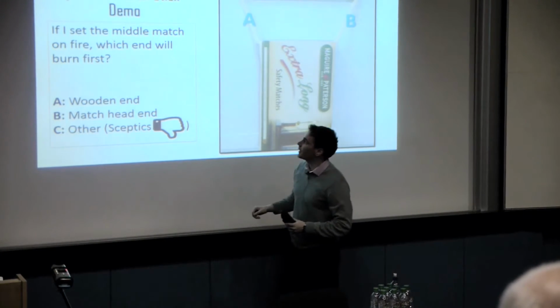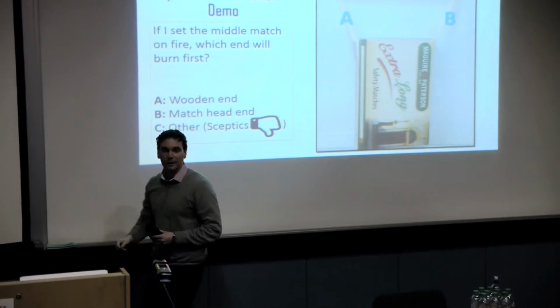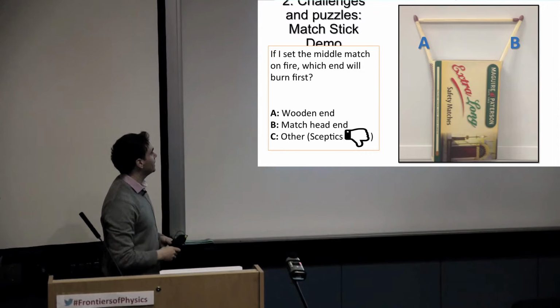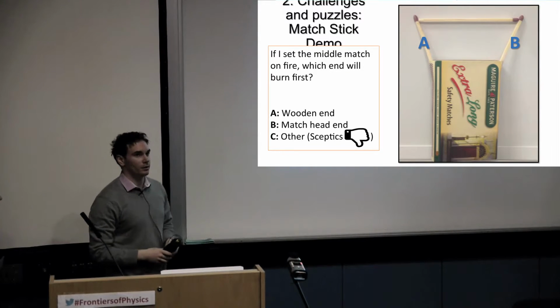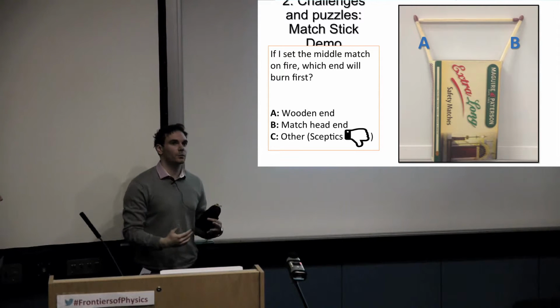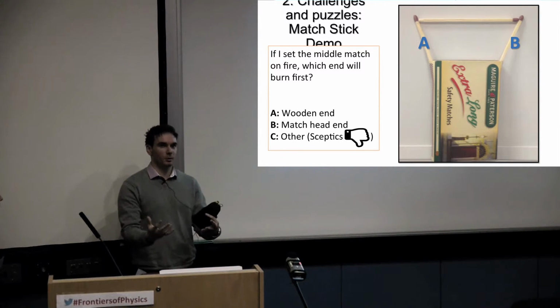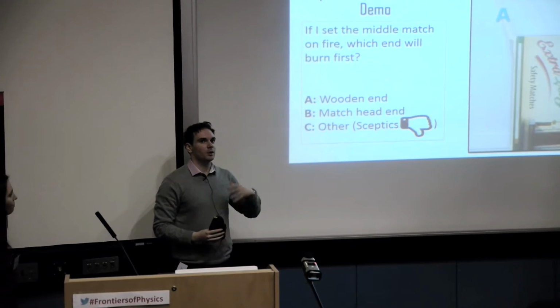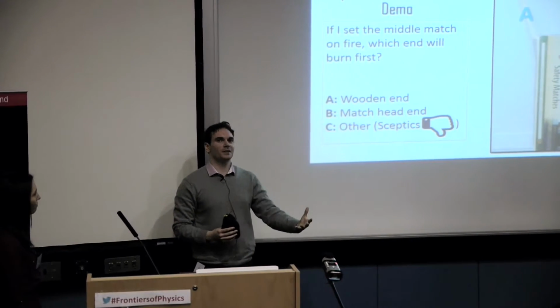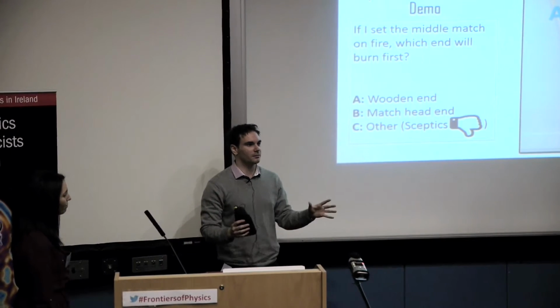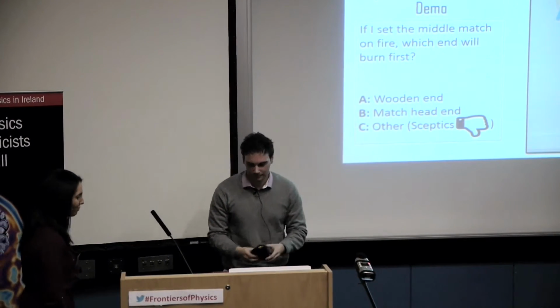The question is, if I set the middle match on fire, which end will burn first? Is it A, the wooden end, B, the match head end, or C, other? And I'm calling you skeptics. Whilst we're setting this up, we're going to give you a minute to come up with an answer yourself, to talk to your neighbor. If you do say C, other, don't just say C, I want you to come up with an explanation and give us the explanation for it. So we're just going to set this up and you can talk to each other and figure it out.